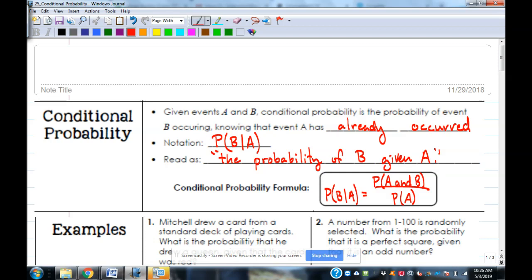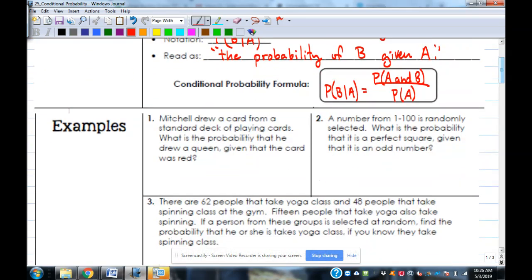So let's look at some ways of doing that. There's a couple of different ways to go about this. One is to take that formula and do that every time, and that's always going to work. But sometimes we can make it simpler by mentally cutting out the things that are already happening for us. Number one says Mitchell drew a card from a standard deck of playing cards, so a 52 card deck. What's the probability that he drew a queen given that the card was red?